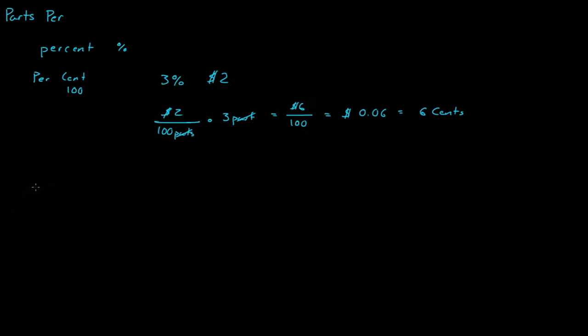So let's get to the parts per million. Let's say we have a solution of 100 grams, and it has 10 parts per million of mercury. So we have a solution of 100 grams, and 10 parts per million of that solution is mercury. How much mercury do we have in grams? So what is that equal to?